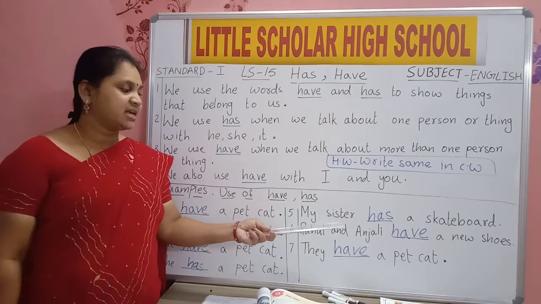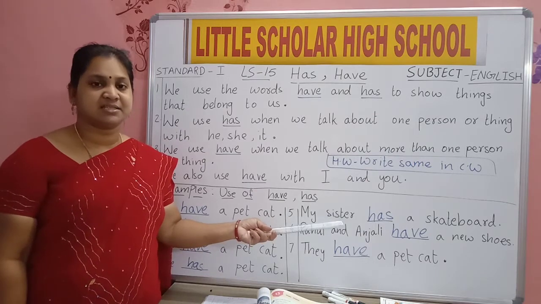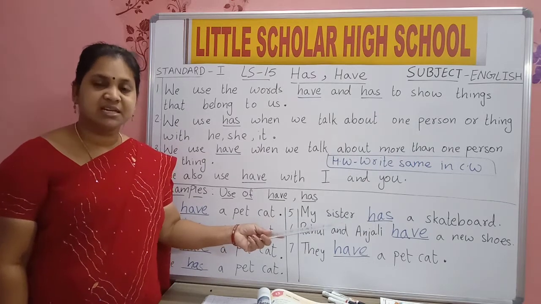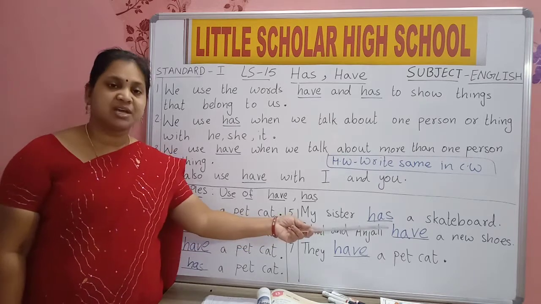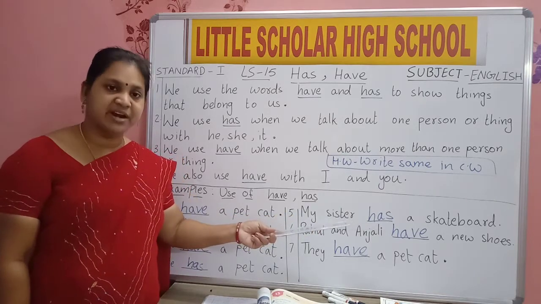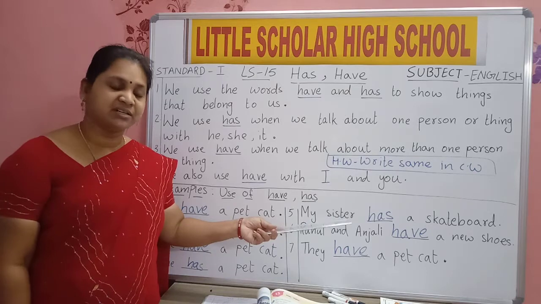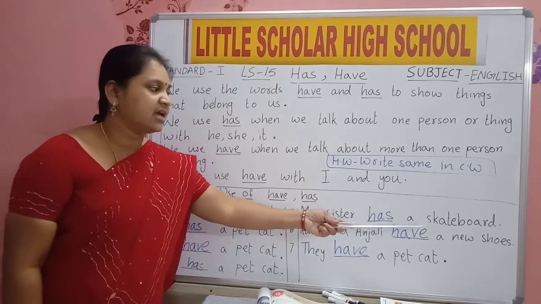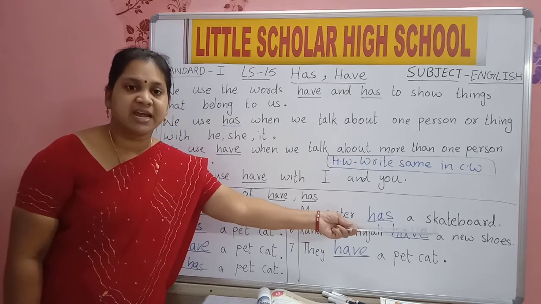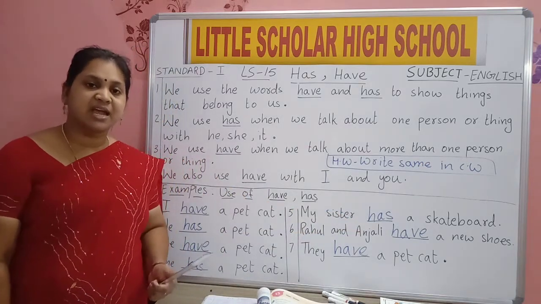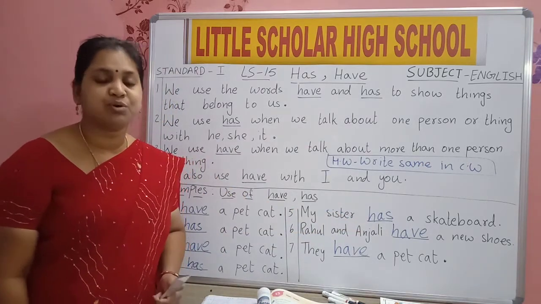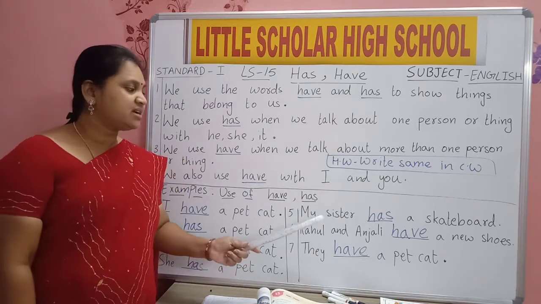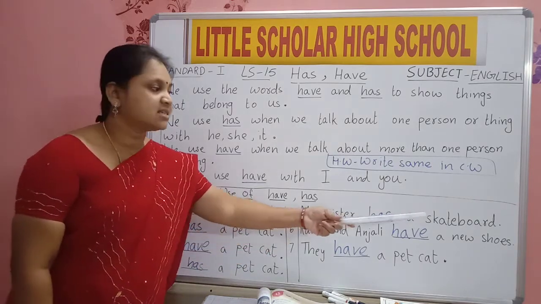M-Y, my. S-I-S-T-E-R, sister. H-A-S, has. Sister means only one, we are talking about only one girl, so we will use has. A. S-K-A-T-E, skate. B-O-A-R-D, board. Skateboard. My sister has a skateboard.